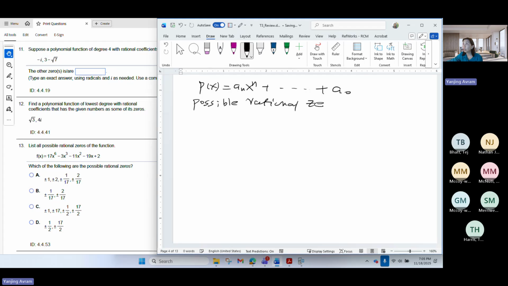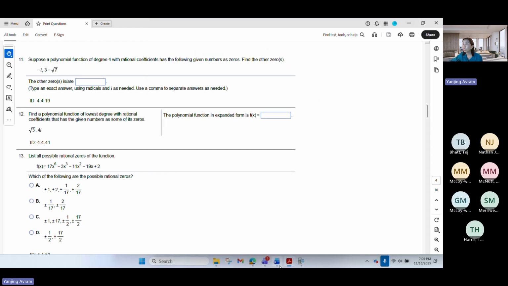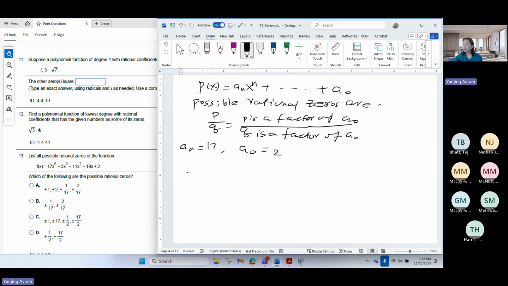All right, possible rational zeros are using p over q, okay? This p is different. This is a little p. P is a factor of a sub 0. Q is a factor of a sub n, okay? So let's see what is my a sub n in this case. My a sub n here will be 17, right? And my a sub 0 here will be 2, okay? All right, so what are my possible zeros? Possible zero is p over q.